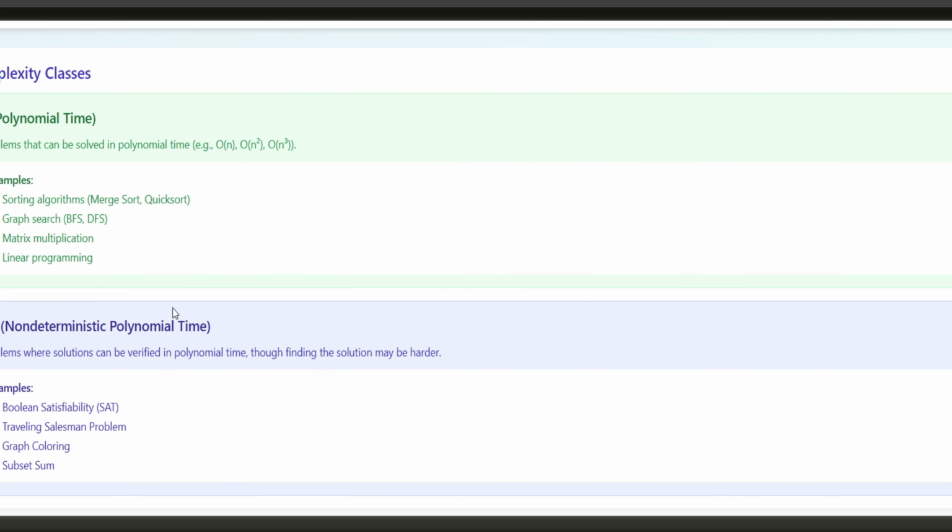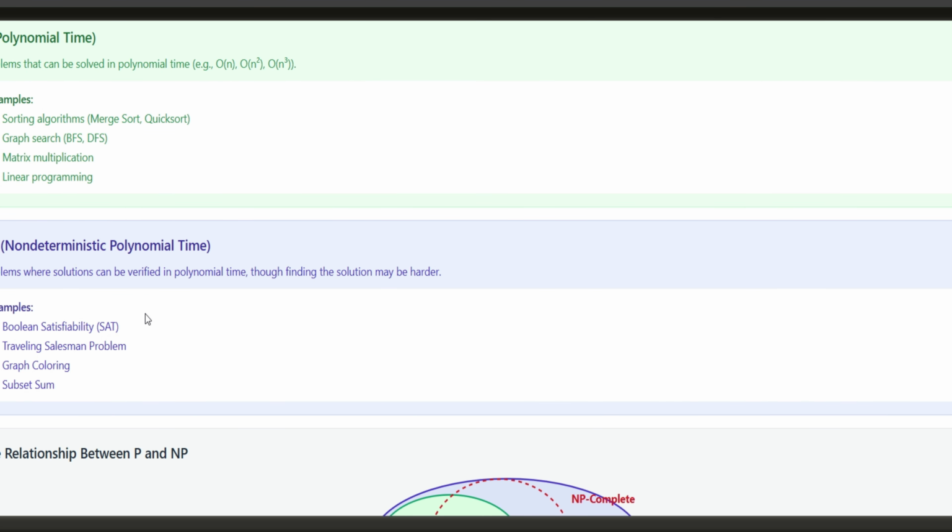On the other hand, NP problems are the ones where we can verify a given solution quickly, but we don't know how to find it quickly. Boolean satisfiability is the classic example, and that's the SAT problem here. Then there is the traveling salesman problem, graph coloring, and subset sum. These are all problems where checking an answer is easy, but getting that answer in the first place is a different story.